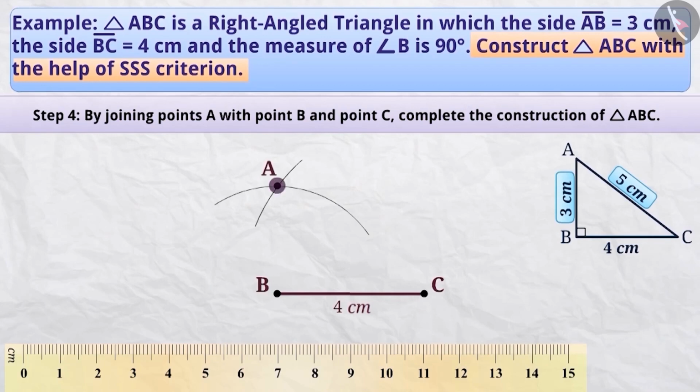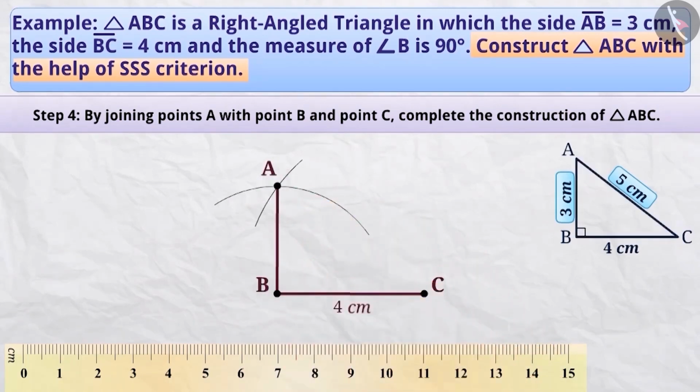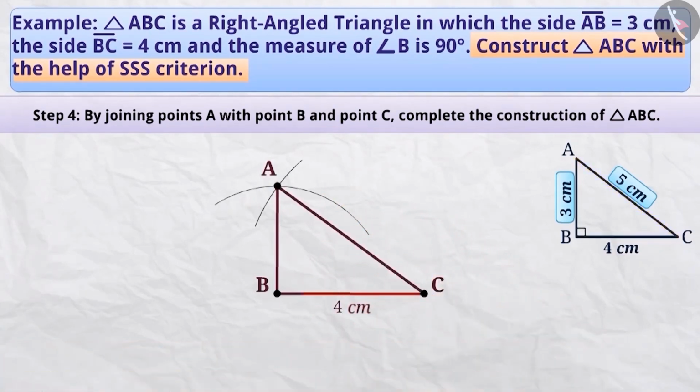Now, we will join point A and point B. This is the side AB of triangle ABC. We will also join point A and point C. This is the side AC of triangle ABC. This is triangle ABC, which is a right-angled triangle in which the length of the side AB is 3 cm, the length of the side BC is 4 cm, and the length of the side CA is 5 cm.